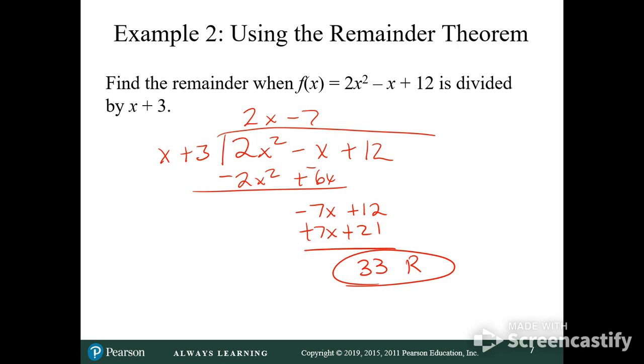Now, I don't like that so much. I don't like long division that much. What I'd rather do is synthetic division. Okay? Everybody good with this? Can I move slides?